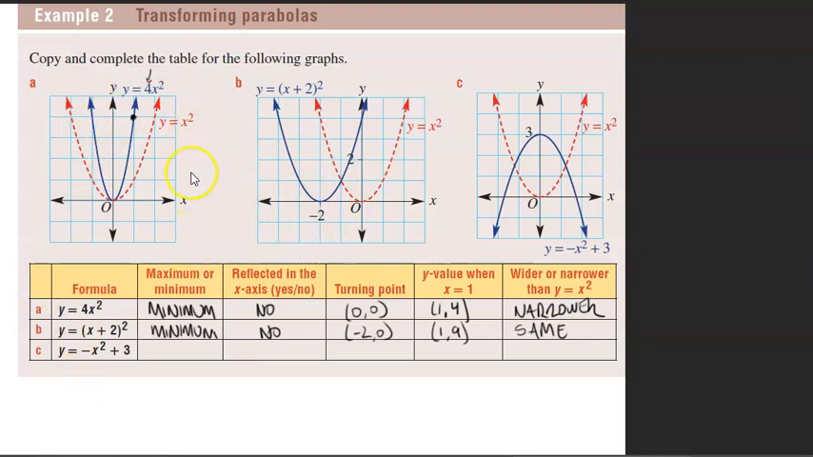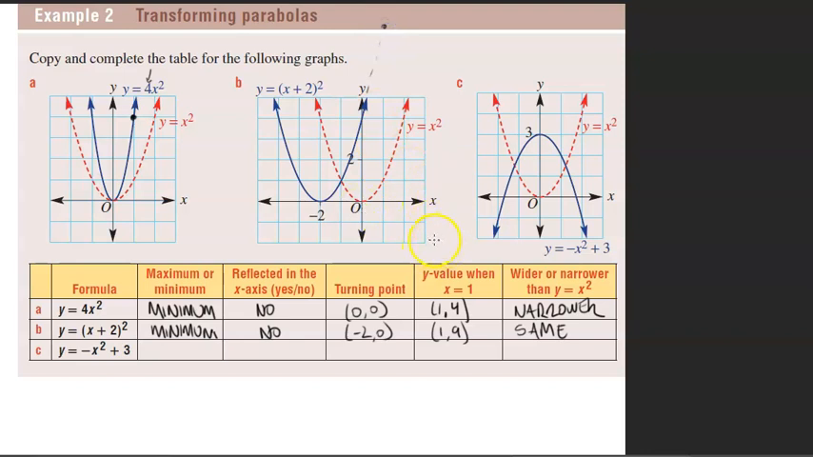The second one, we're comparing x plus 2, all in brackets, squared. So this is a shift to the left. The inverse of plus is minus, so it's going to the left, and this is going by 2 units. Again, we have a minimum, because it's right here at the lowest point, it dips down to a minimum. It's not reflected in the x-axis. The turning point is at -2, 0, because it's been shifted to the left twice. When the x value is equal to 1, the corresponding y value is 9. So this is saying that when x is equal to 1 here, y is equal to 9, which is somewhere right here. That's where the graph keeps going up and up and up.